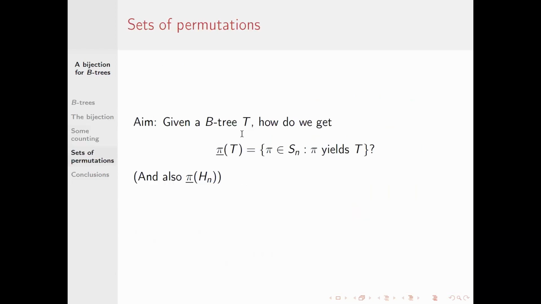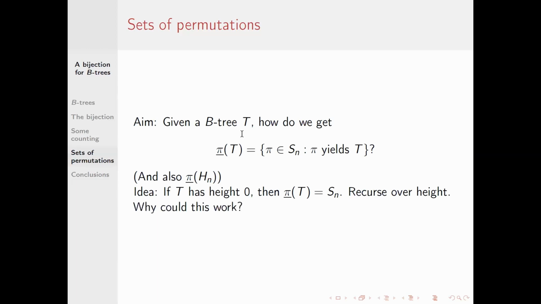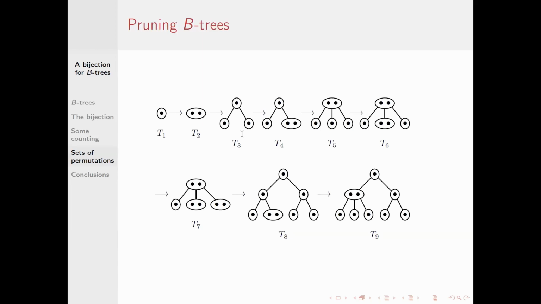And let's actually ask, how can we get this set of permutations? So either for a fixed B tree or for a fixed history. And the principal idea is that, well, if my B tree has height 0, so it's only a single vertex, then any permutation works. And if I now can somehow recurse over the height of the tree, then that might work.